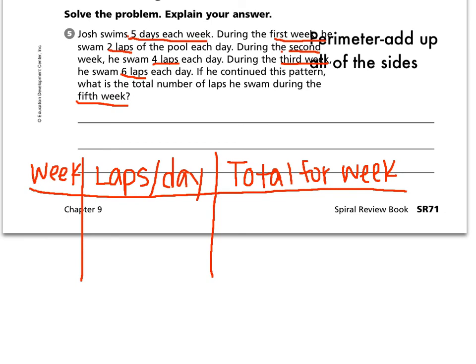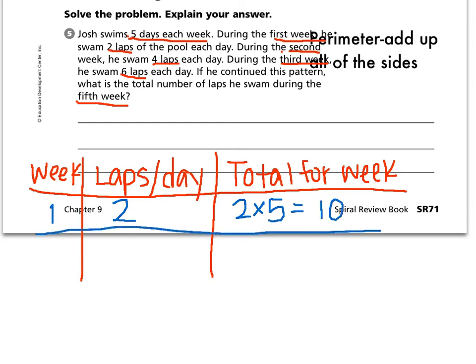So for the first week, I know that he swam 2 laps each day. Now I need to find the total, which I would take 2 times 5, because there's 5 days in a week, which would equal 10. For the second week, he swam 4 laps. I'm going to take 4 times 5, 4 laps per day, 5 days a week, which equals 20.